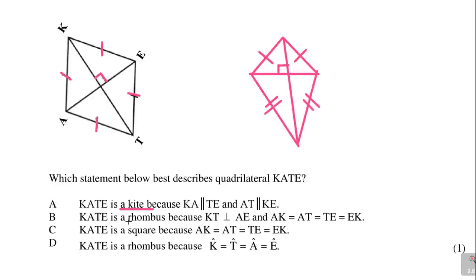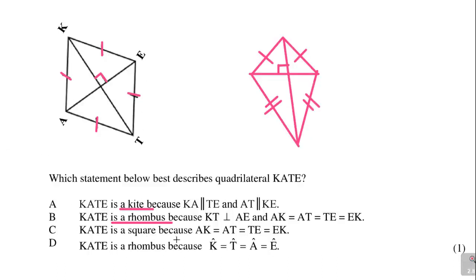So it's wrong. And then they're saying it's a rhombus. Okay, let's talk about the rhombus now. We can say it's a rhombus, yes, because all four sides are parallel and the diagonals. Okay, let's leave it like that for them. KT is perpendicular to AE and AK is equal to that. Okay, let's just leave it there for now.